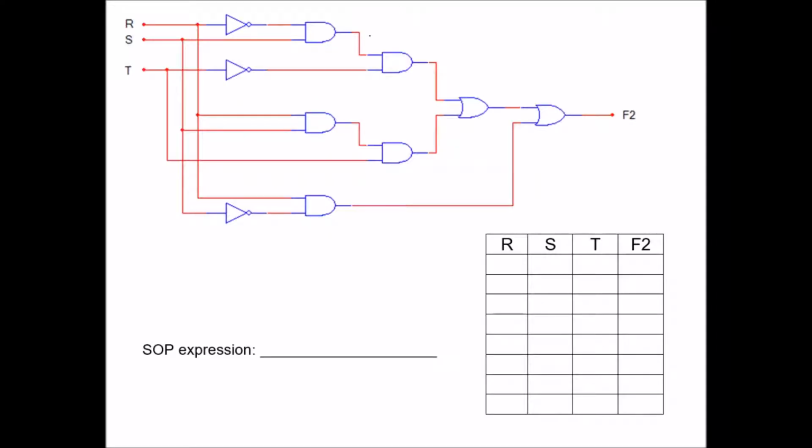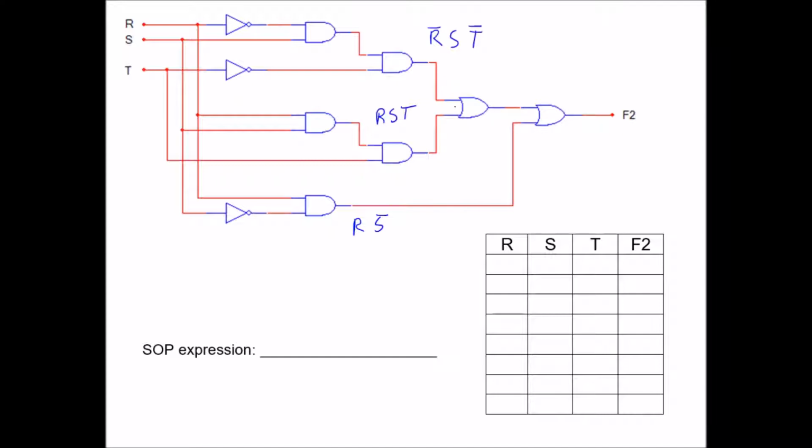Let's take a look at the second example, and I have an AND gate, and going into it, I have a not R and S, and that's ANDed with a not T, so I'll just keep track of it right here. A not R, an S, and a not T. And that is being ORed with the second expression underneath, which looks like an R, an S, and a T. So I'll just write that there, R, S, T. And then finally, I have an R and a not S.